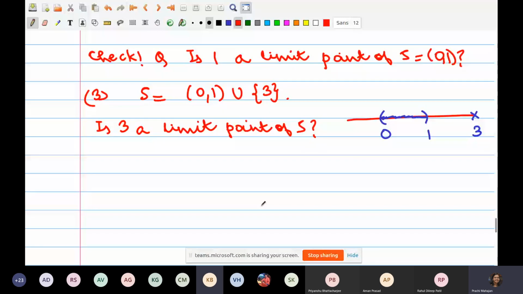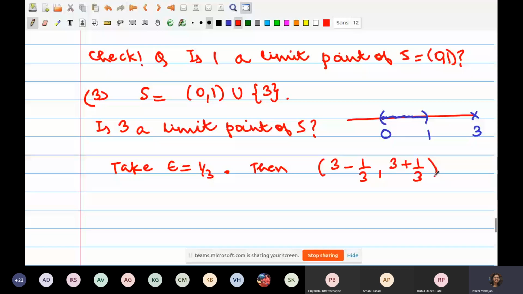Epsilon equal to 1 by 3 will work. The suggestion is that we take epsilon equal to 1/3, then the neighborhood (3 minus 1/3, 3 plus 1/3) is a neighborhood of 3.